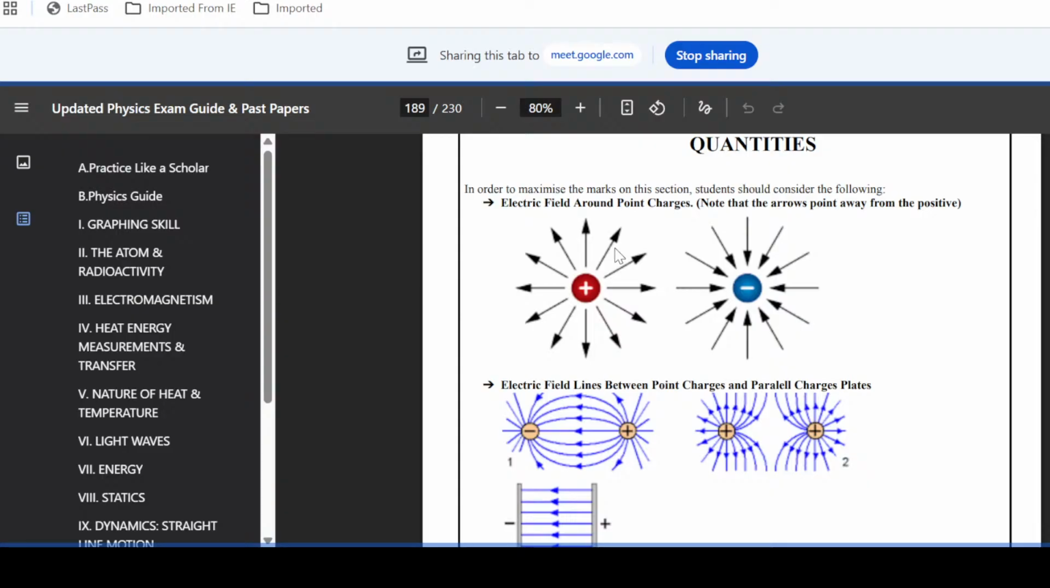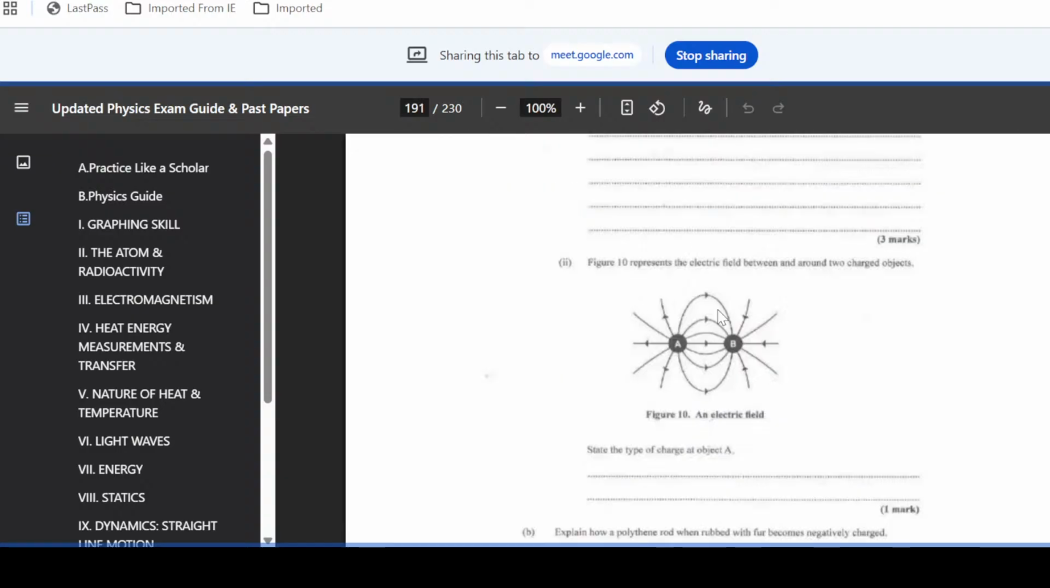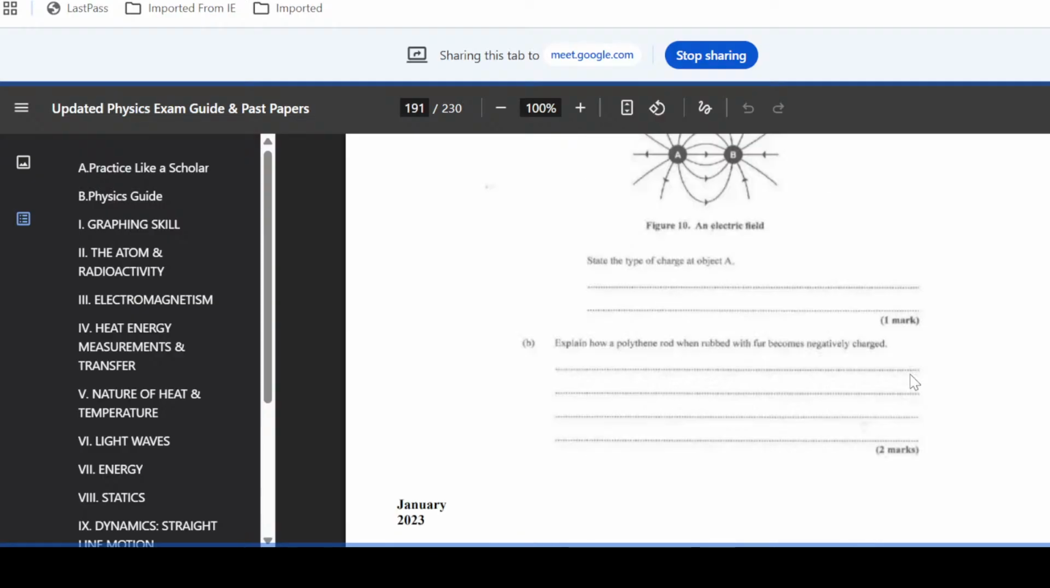So if we're using conventional flow of current for this diagram, A would have to be which one? A would have to be positive because the arrows are pointing away from it, right? And B would be negative since the arrows are pointing towards it. So you have to stick with the convention.